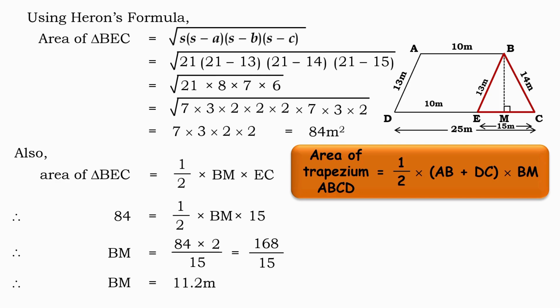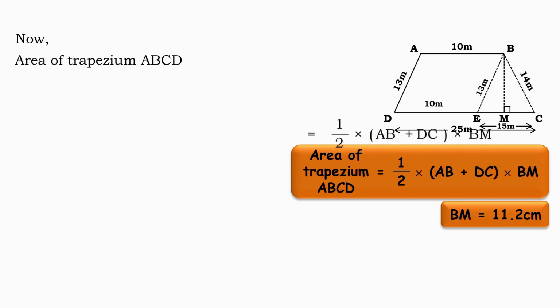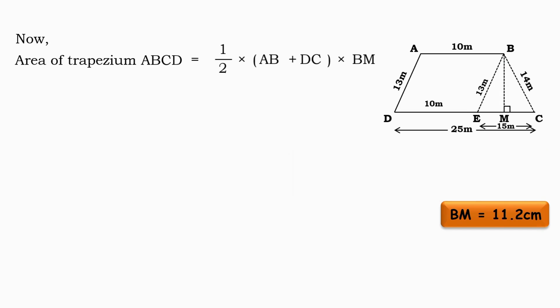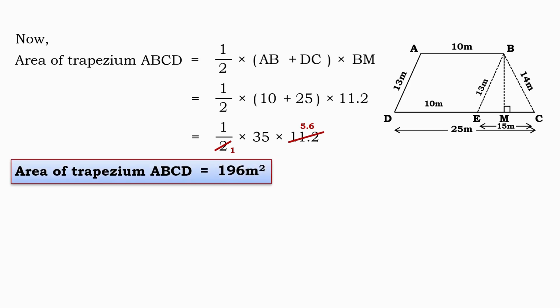So now in this trapezium, we know the height. Now put this value in the formula for the area of the trapezium, that is half into AB plus DC into BM. So 10 plus 25 into 11.2. That is half into 35 into 11.2. It's coming 196 meters square. So this is the area of the trapezium.